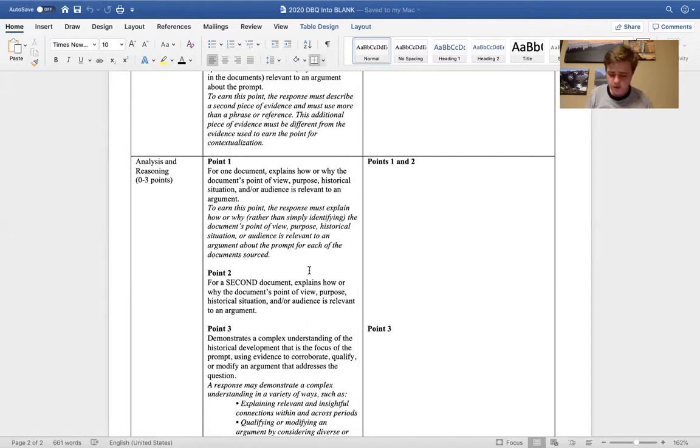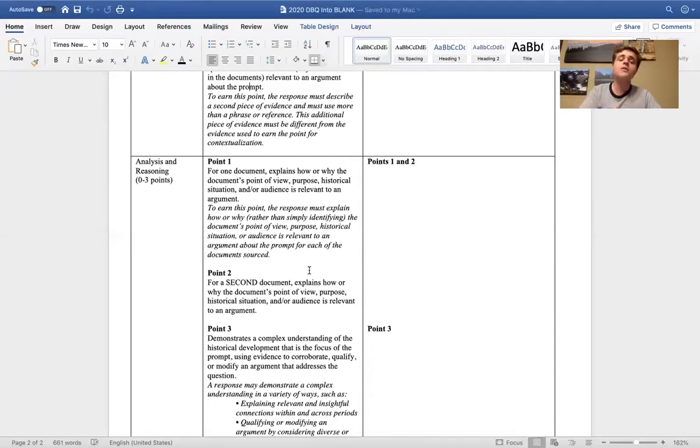And so when you're doing this, you're going to need the chart that you've been using for your HIP, and you're going to need to use one of those pieces of HIP to introduce the document. So you might say something like, if we're going back to the theme of Charles Sumner or Thaddeus Stevens giving a speech, you might say, from the point of view of an abolitionist senator, and then you'd go into your document content. That would get you the point for HIP, because you're explaining the point of view, purpose, historical situation, or the audience. So you'd be explaining his point of view. If you do that twice, then you get both of those points.